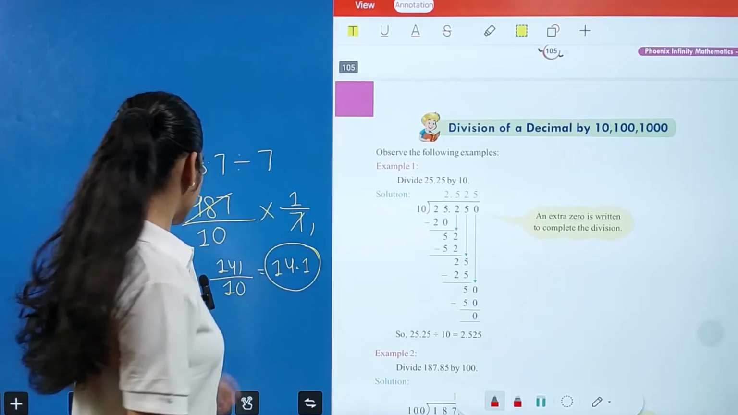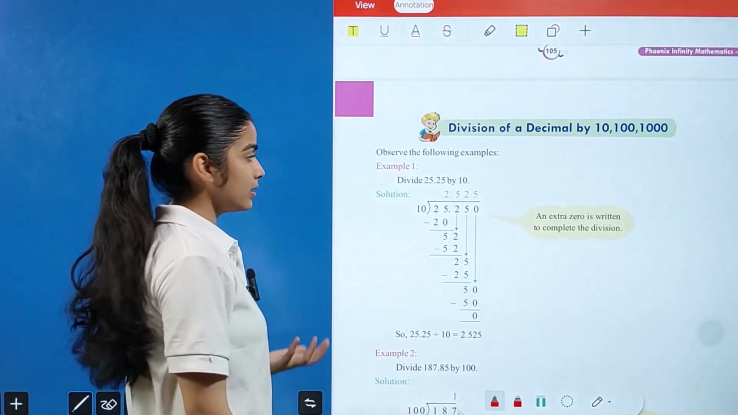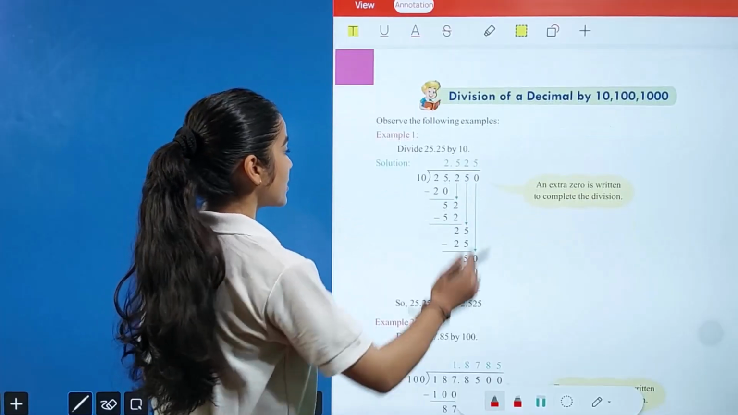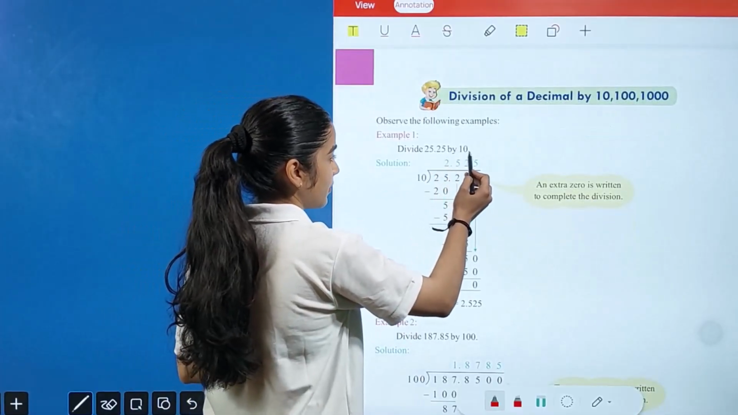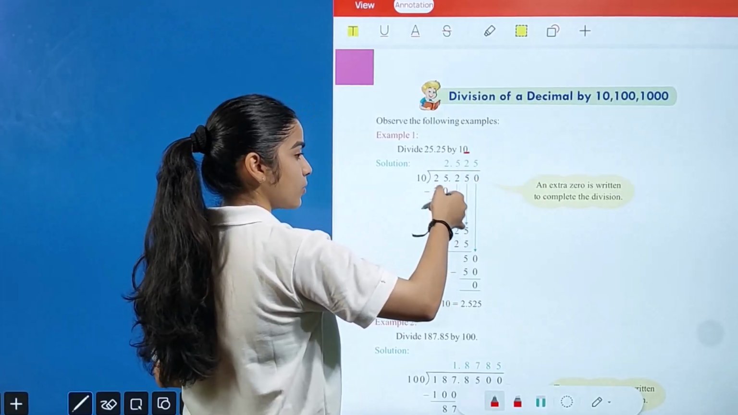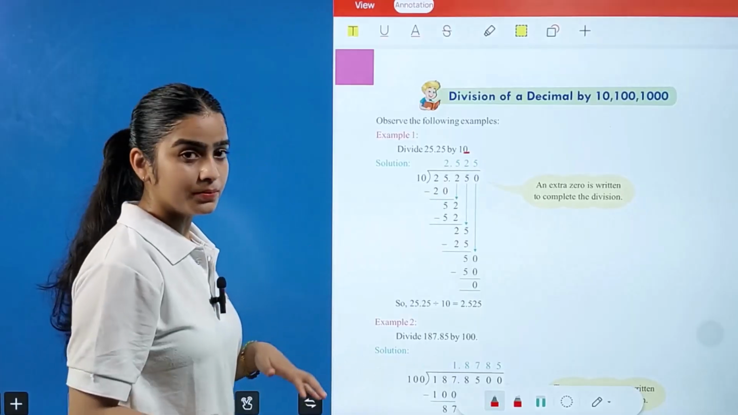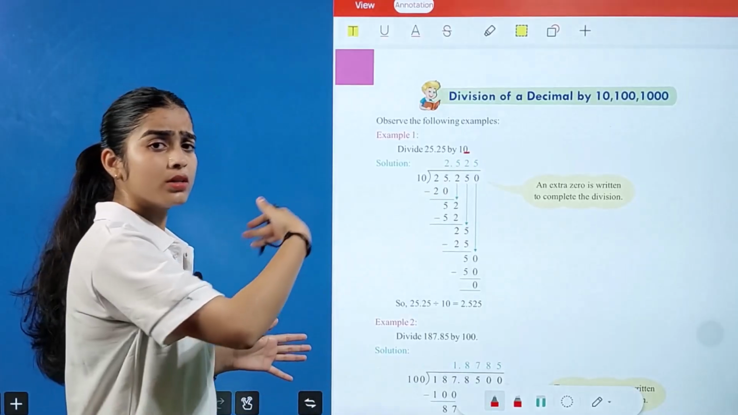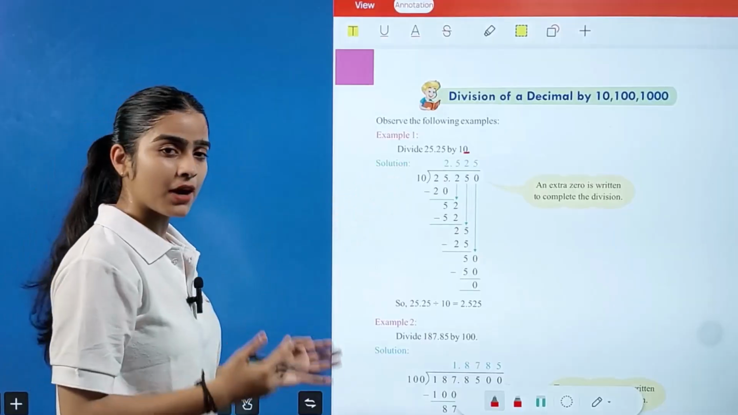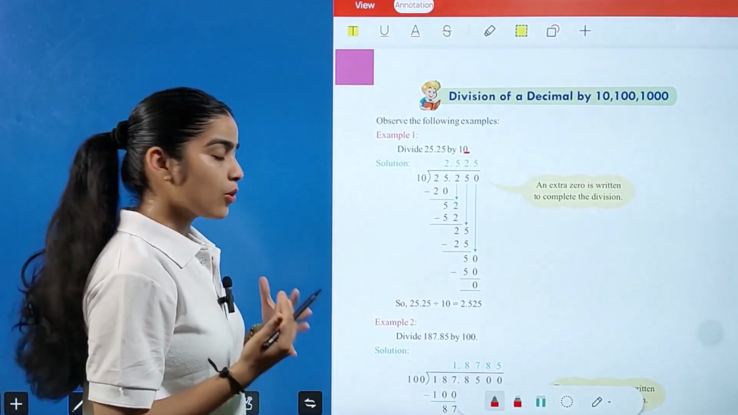Now move forward, division of a decimal by 10, 100 and 1000. That is very easy. First of all, you have to see how many zeros are there. Only one, right? So you have to shift your point towards the right hand side. In multiplication, we shift our point towards the left hand side, and in this case we have to shift our point towards the right hand side. How could it happen?